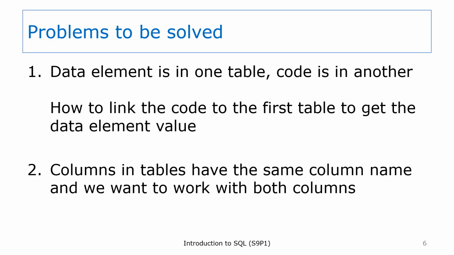The second problem we will solve is how to work with the data in two or more tables when the same column name is used. Again, using the country and city tables, both of those have a column named Name. In our join, we want both the country name and the city name to appear in the result set. So we will need some way to disambiguate or tell the difference between the two columns that are named Name. We'll solve both of those problems in the next video.